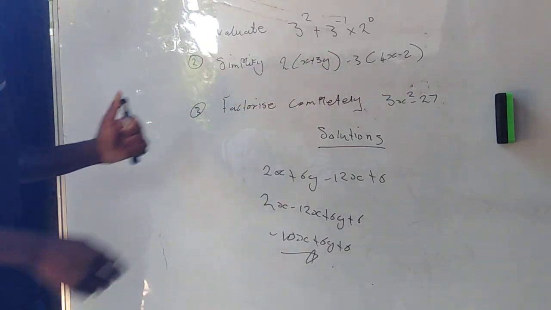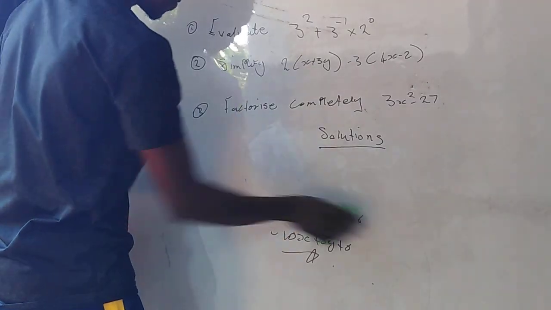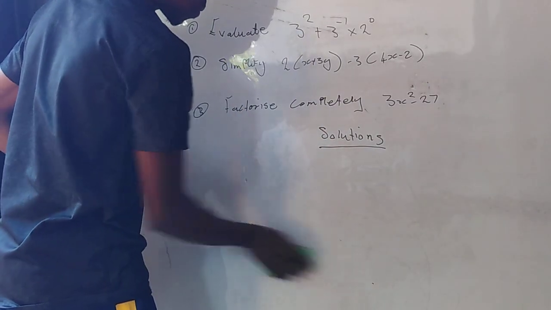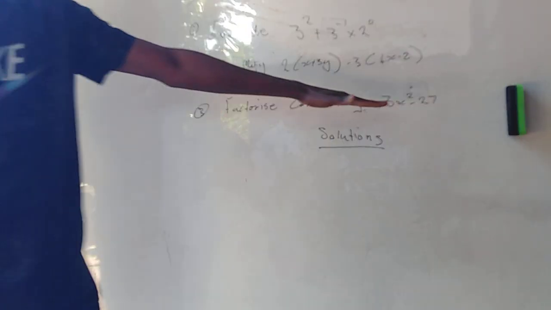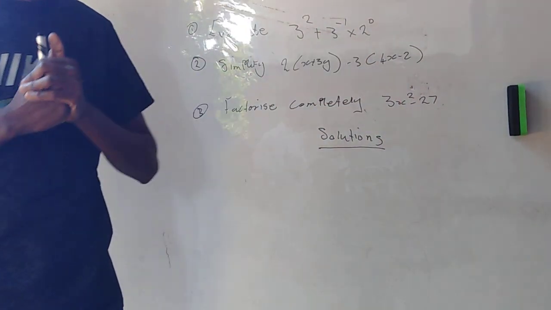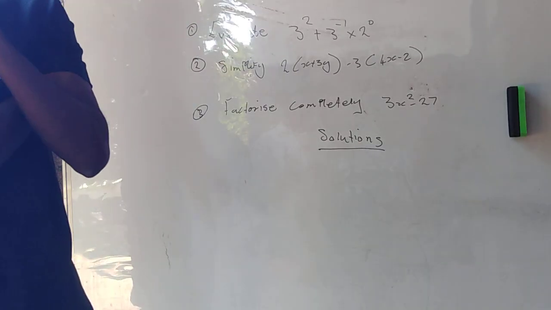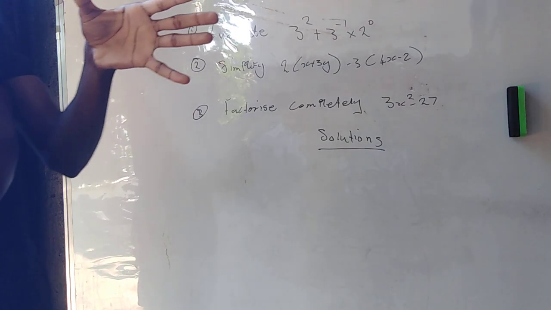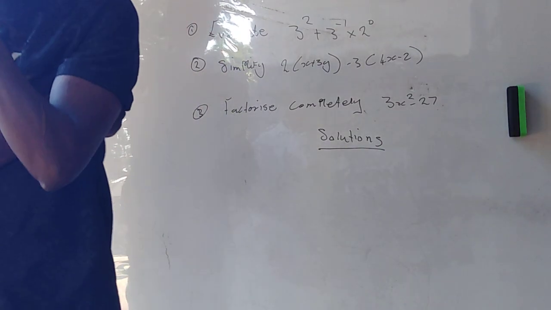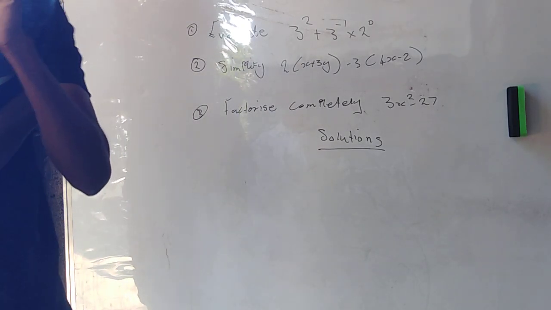Let's look at our question number 3. Factorize completely. This is the difference of two squares. Whenever you're having difference of two squares, the answer that you're supposed to come up with should always be a negative and also a positive. That one, it's a must.